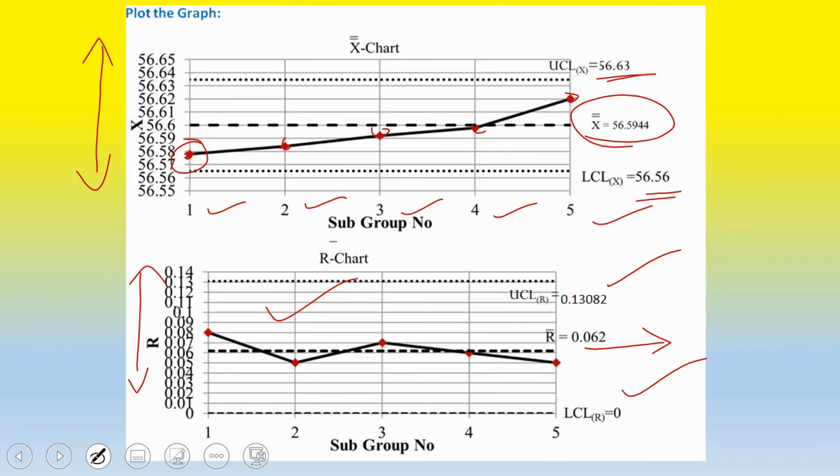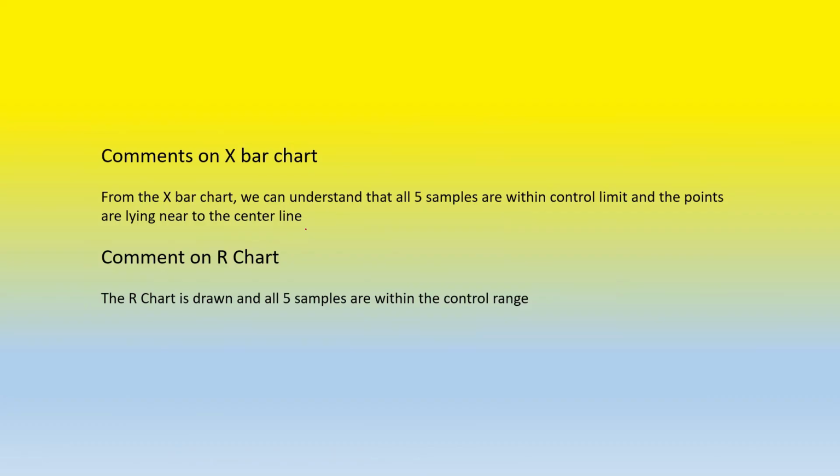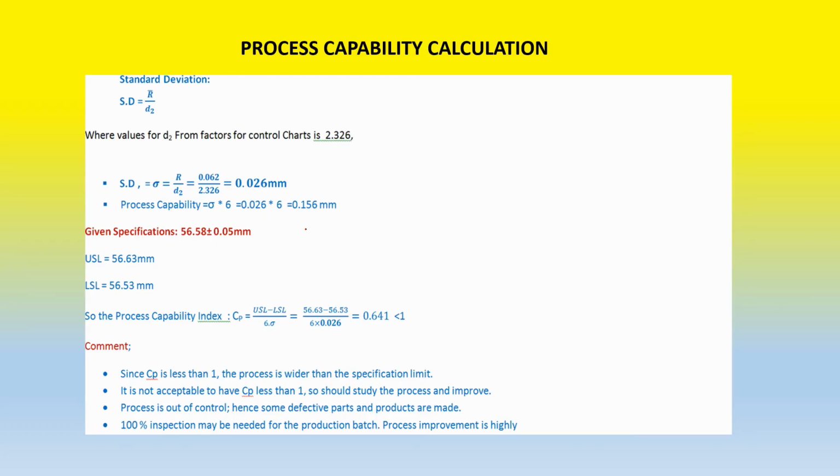No points are going beyond the upper control limit and lower control limit in the X bar chart and also in the R chart, and this is the reason we can give the comments. From the X bar chart, we can understand that all 5 samples are within the control limit and the points are lying near the center line. Comments on the R chart: the R chart is drawn and all 5 samples are within the control range.